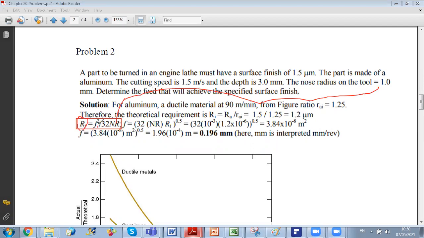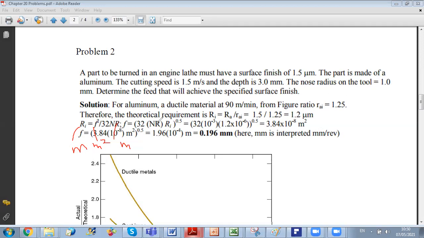Now, please pay attention to units. If you use the nose radius in meters and the roughness in meters, then you will get your feed rate in meters. You should have agreement between units. If f squared is in meters squared and the nose radius is in meters, Ri will be in meters. So use the same units for all parameters. This is why you should convert. Here the nose radius is given as 1 millimeter, so make sure to multiply by 10 to the minus 3 to get it in meters.